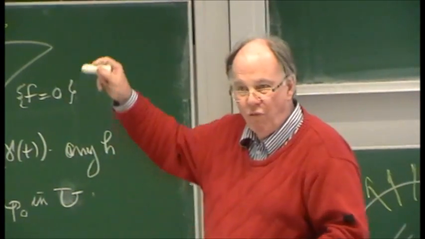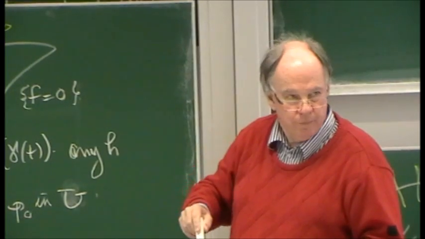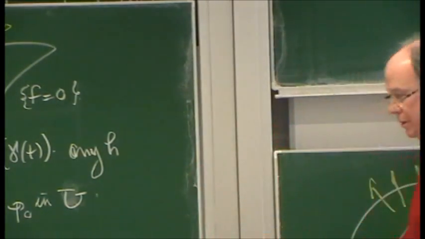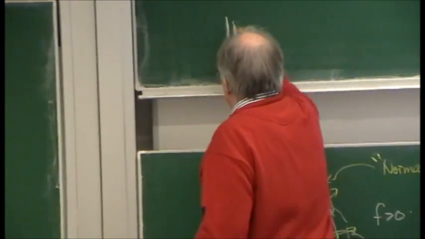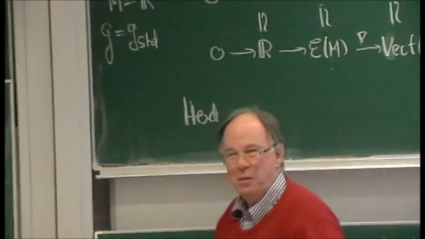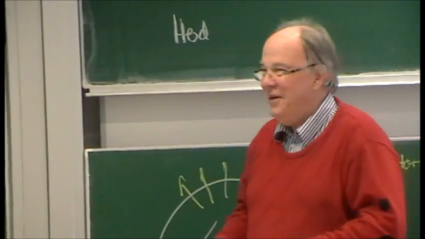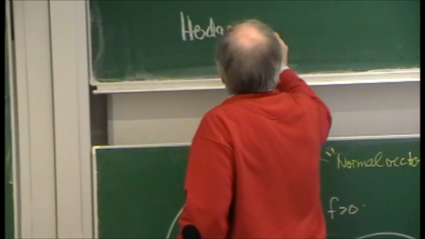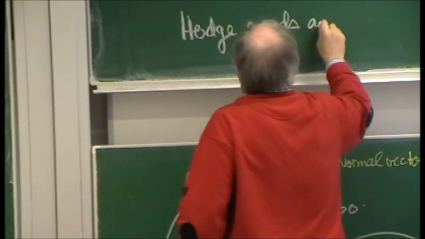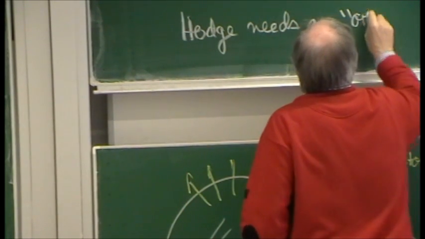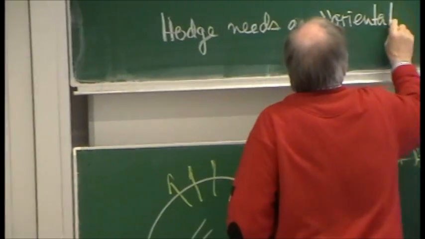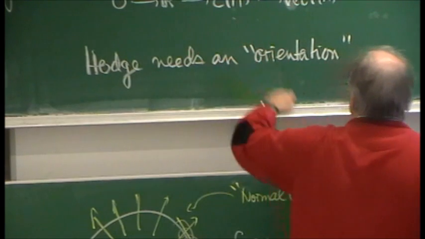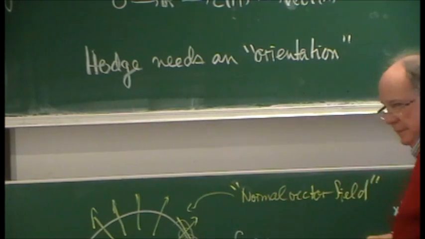I'm going to tell you how to go from three forms to functions. Okay? Here's how you do it. Hodge needs an orientation. In modern lingo, this guy needs an orientation. So this star operator that's going to go across there needs an orientation.